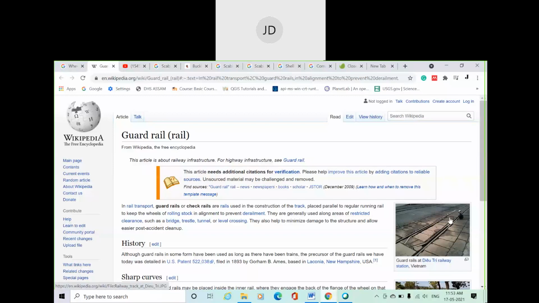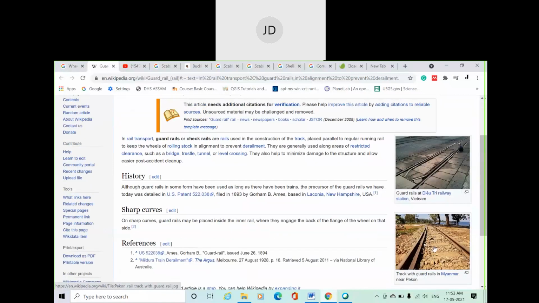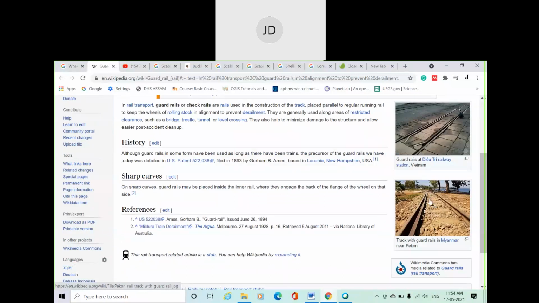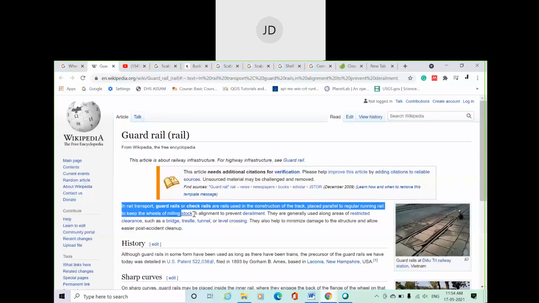This is basically used here to maintain the construction nearby the area, to give more strength to the railway track, especially in case of the inner rail at the turning point. On a steep gradient or a steep curve, an additional check rail or guardrail is provided nearby the inner face, to give more strength to the railway track, or sometimes it's also provided in the case of bridges. In rail transport, guardrails or check rails are used in the construction of the track, and are placed parallel to the regular running rail to keep the wheels of the rolling stock in alignment to prevent derailment.